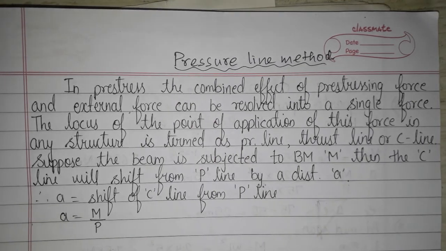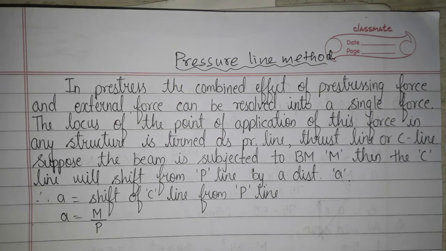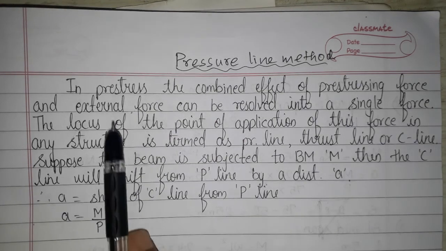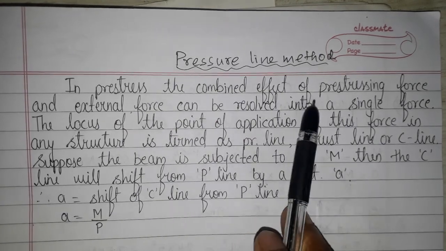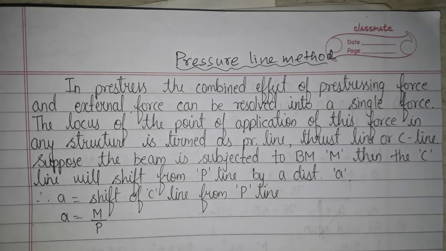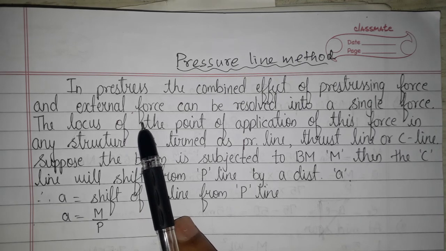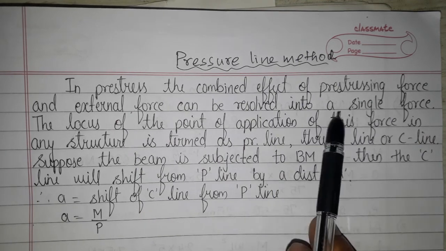Before going to the solution of problems, I'll briefly explain what the pressure line method is and how to calculate the stresses using it. In pre-stress, the combined effect of the pre-stressing force provided by the tendon in the beam section and the external load will be resolved into a single force.